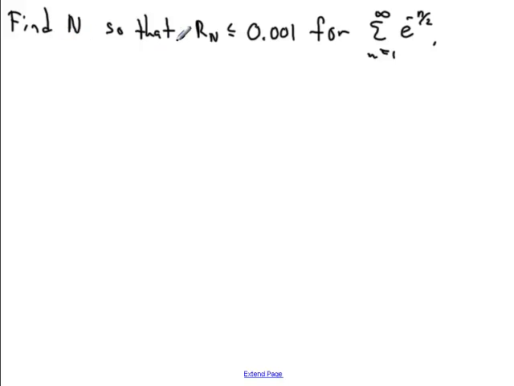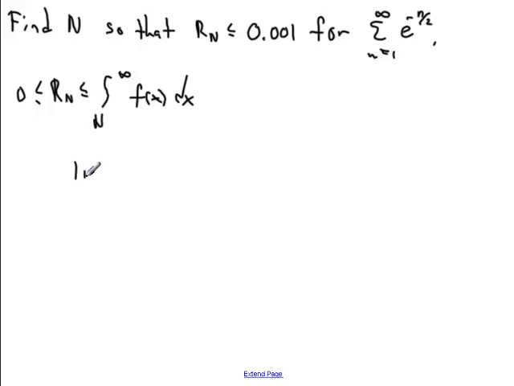Find n so that Rn is less than or equal to 1000 for the sum from n equals 1 to infinity of e to the minus n halves. So, as we know, Rn is greater than or equal to 0, less than or equal to the integral from n to infinity of f of x dx. So let's start off by computing that.